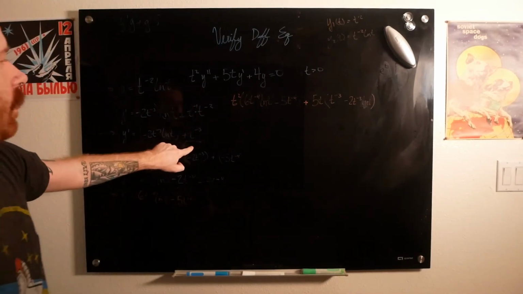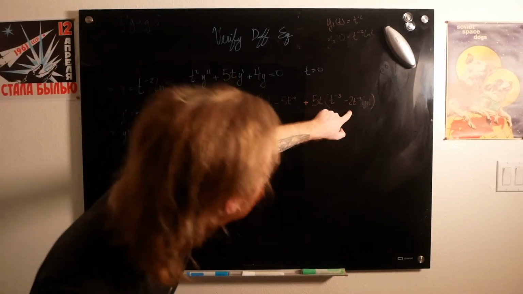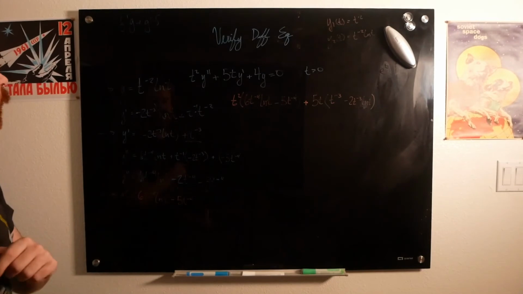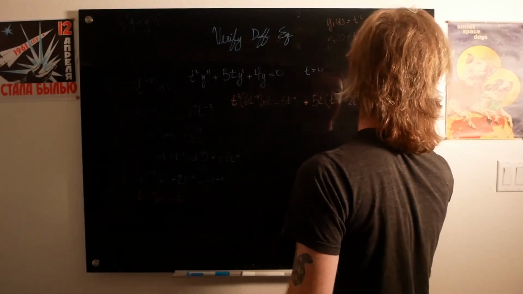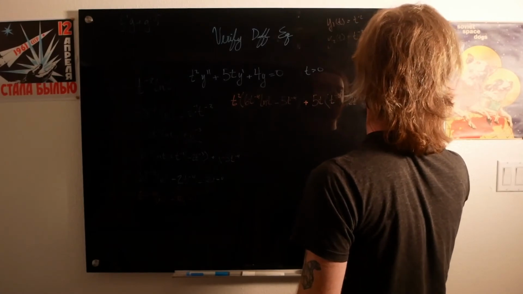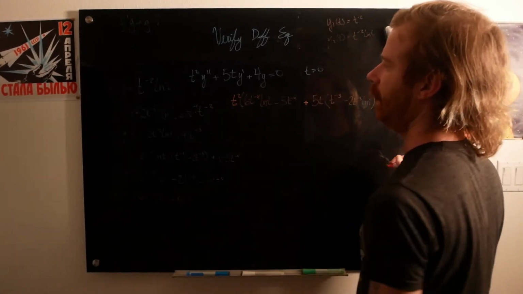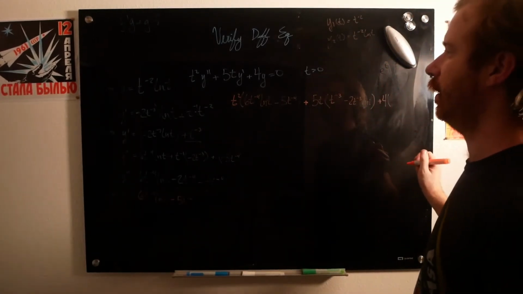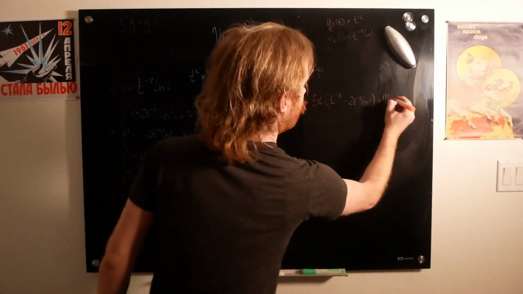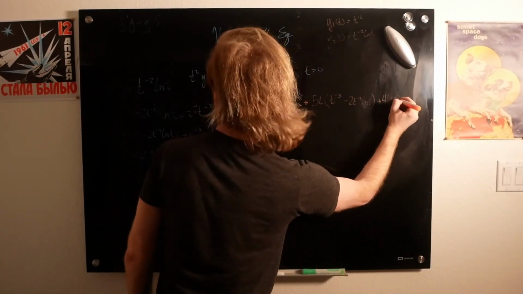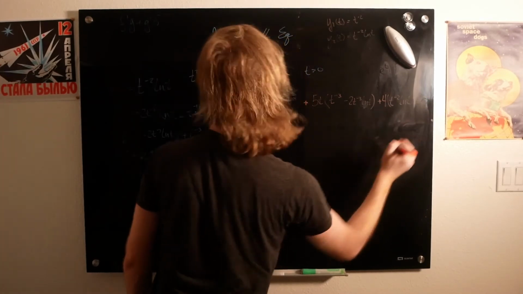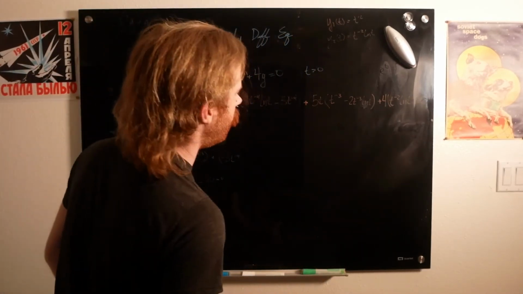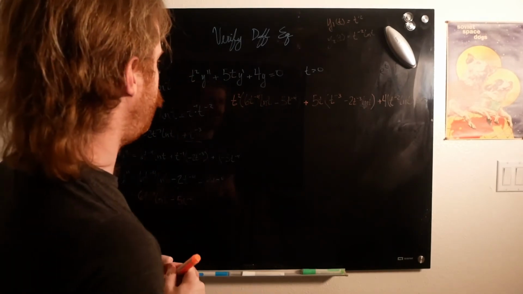T to the negative third power minus 2t to the negative third power ln of t, right? Got it. And then plus 4y. So plus 4 times y, our original y is t to the negative second, t to the negative second ln of t, and we're trying to see if this is going to equal 0. Okay, so let's simplify it a little bit.